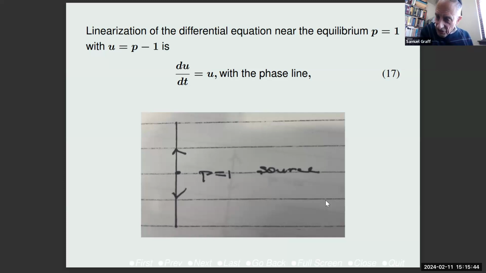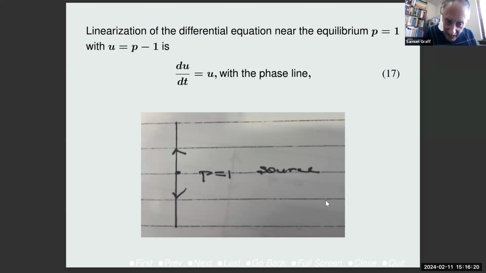However, I frequently don't do it this way. What I do is I take the right-hand side and use Taylor's formula to expand the right-hand side about P equals 1. And the reason I do that is they've never seen an application of Taylor's formula before in a real context, in a problem that has meaning. So in any case, the linearization turns out to be du dt equals u.